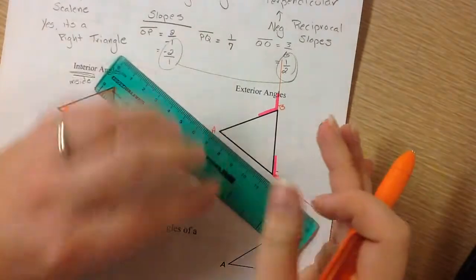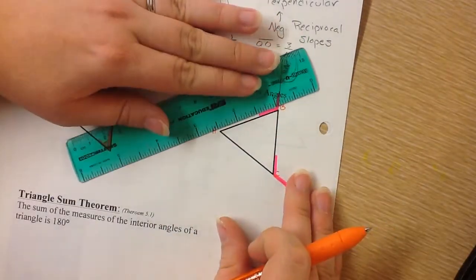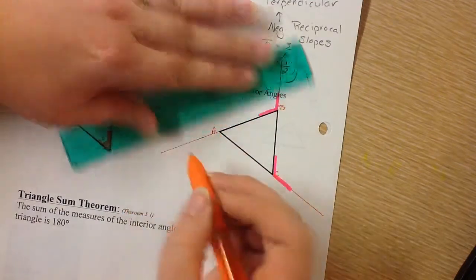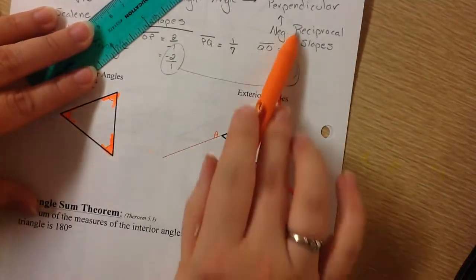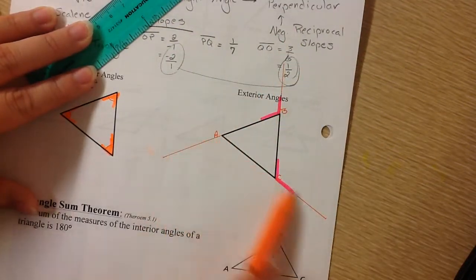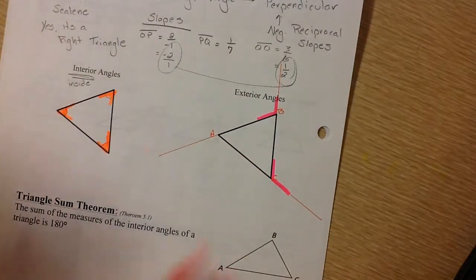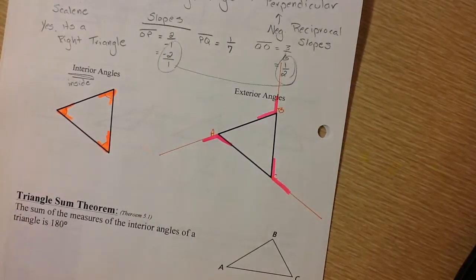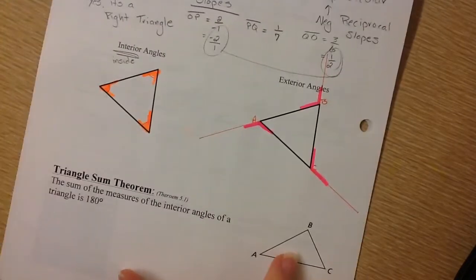And then I can do the same thing here at A. I can take BA and extend it out this direction. If you notice, each side is only extended out one direction. So we only have one exterior angle at each point. So there's another exterior angle, and so we get those exterior angles.